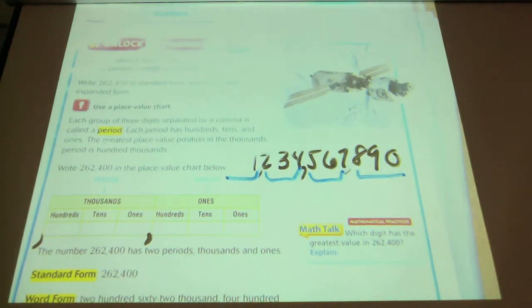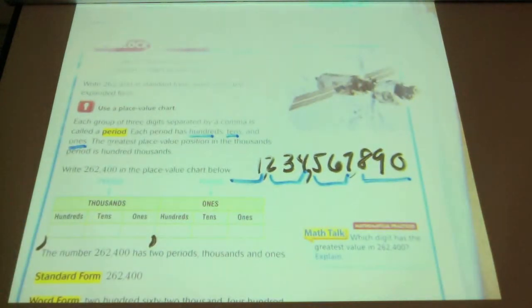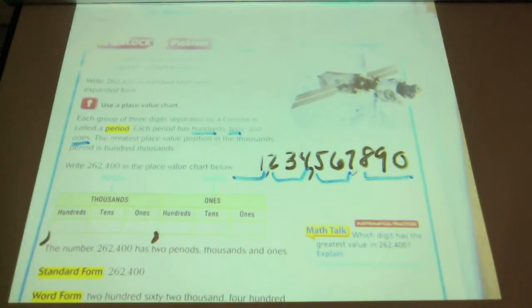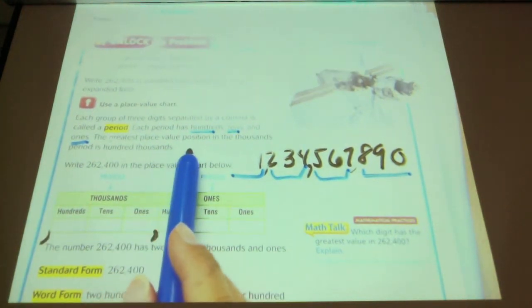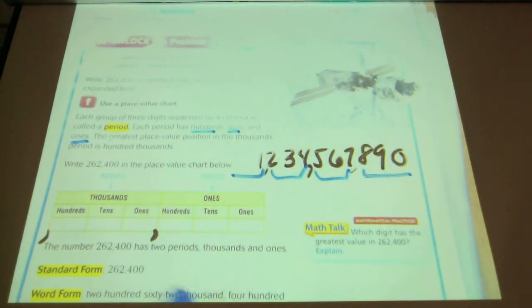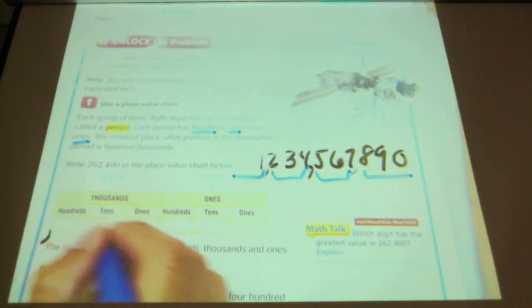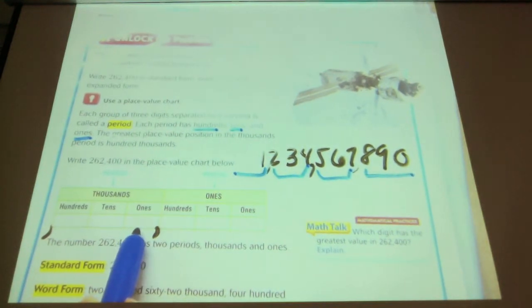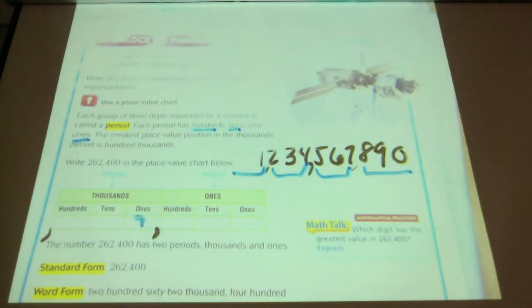Each period has its own hundreds, tens, and ones. So when you're doing a place value, you think about every period. Each one of these periods has a hundreds, a tens, and a ones place. The greatest place value position in the thousands period is 100,000. So when we're looking at the thousands period, you see that it has the ones place, which is like 9,000. If I put a 9 here, that would be 9,000.